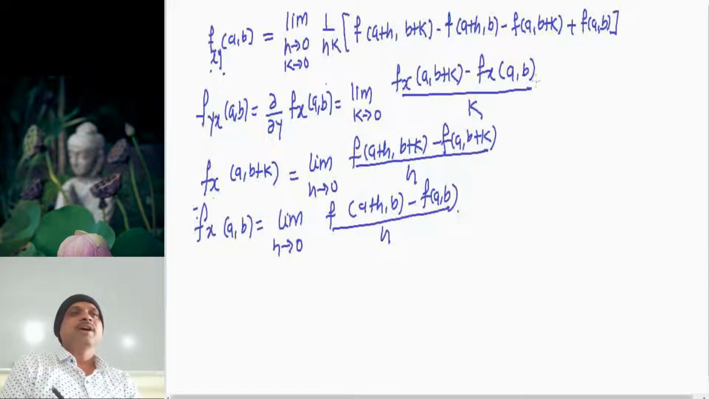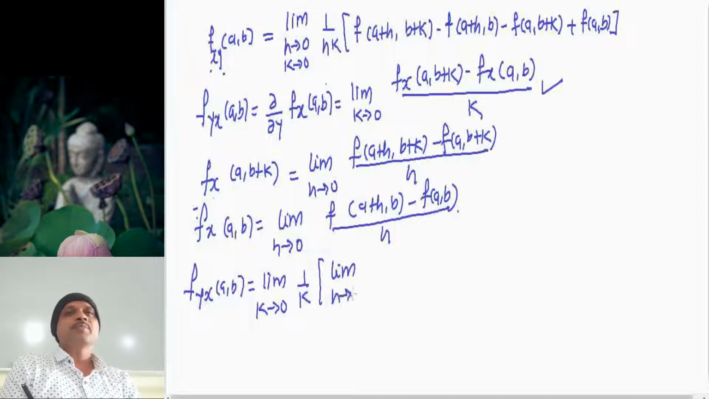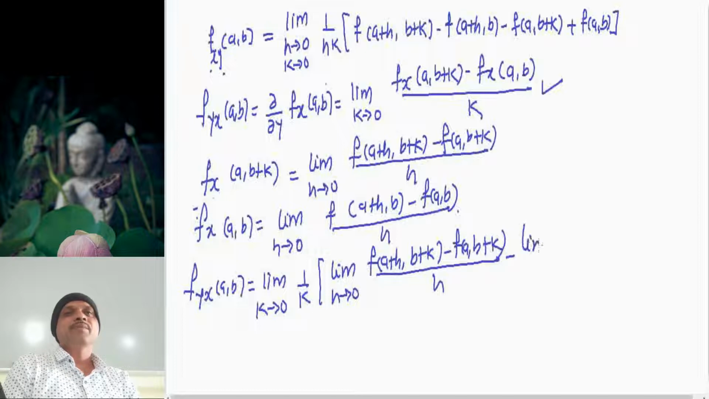So f_yx at (a, b) equals the limit k tends to 0 of 1 divided by k into f_x, that is the limit h tends to 0 of f(a plus h, b plus k) minus f(a, b plus k) divided by h, minus the limit h tends to 0 of f(a plus h, b) minus f(a, b) divided by h.